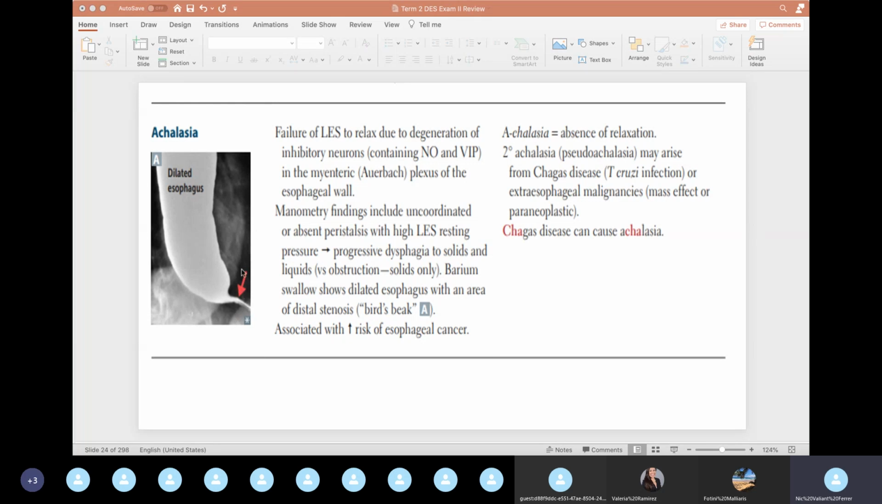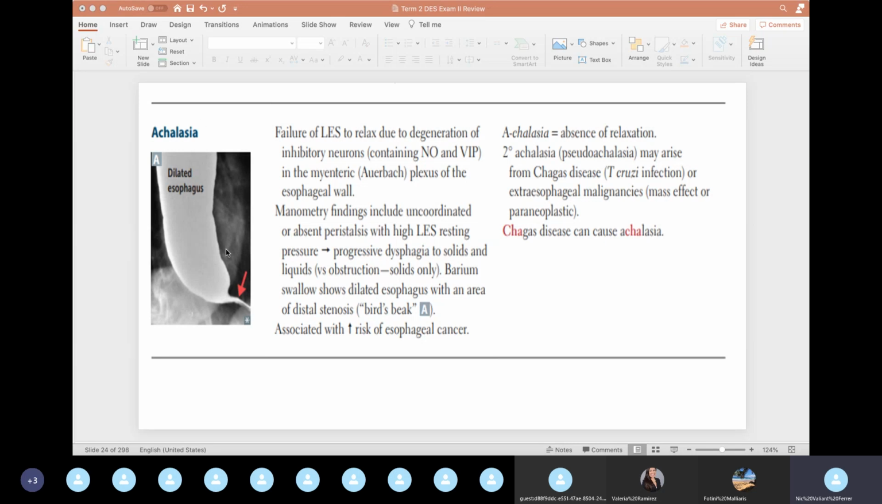So when you look at the manometry findings, you can see absent peristalsis with high LES, lower esophageal sphincter resting pressure. So we have progressive dysphagia to both solids and liquids. This is not a simple obstruction. If it is obstruction, then you cannot eat solid foods only. So in the barium swallow, you can have a dilated esophagus here.